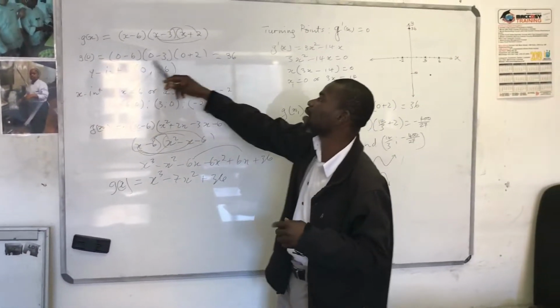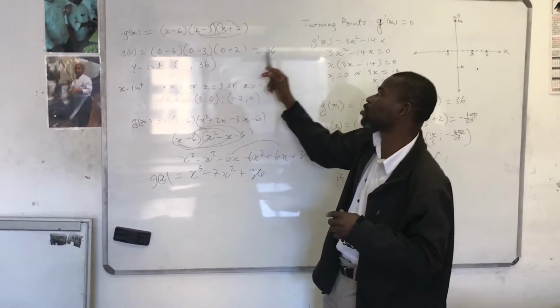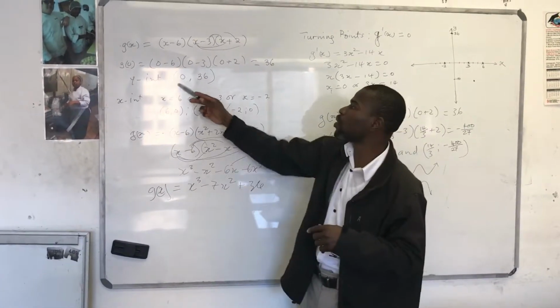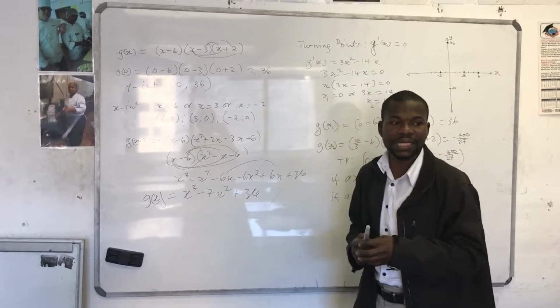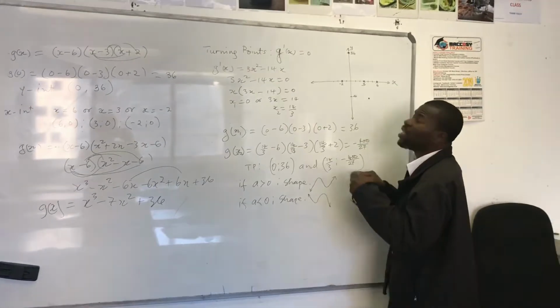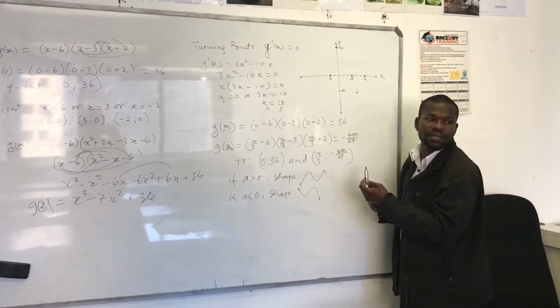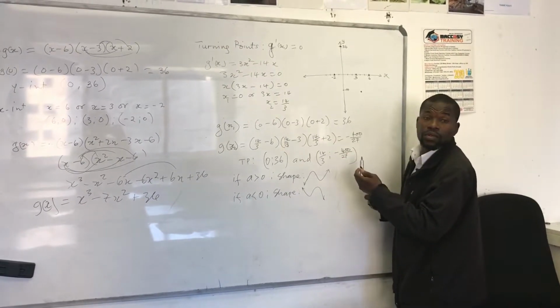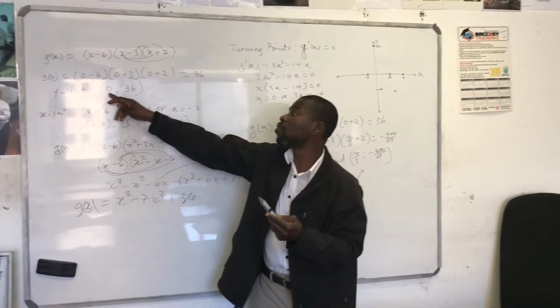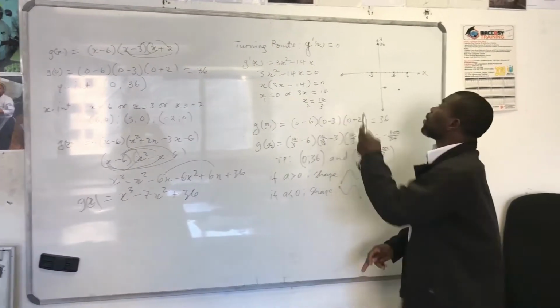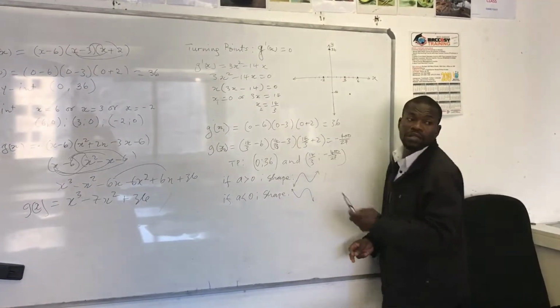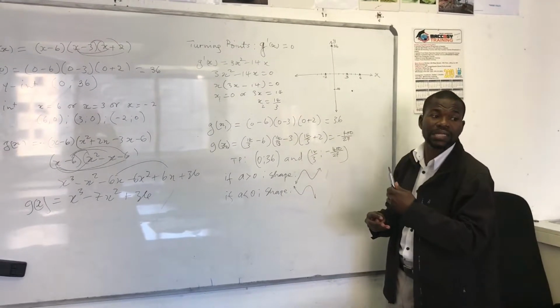So g of x simply means g of 0, meaning x is 0. After substituting 0 into the function, you get 36. So we call this the y-intercept. The y-intercept is a point located on the y-axis, where x is 0. So this 0 and 36 have been located here because it's a positive value on the y-axis.